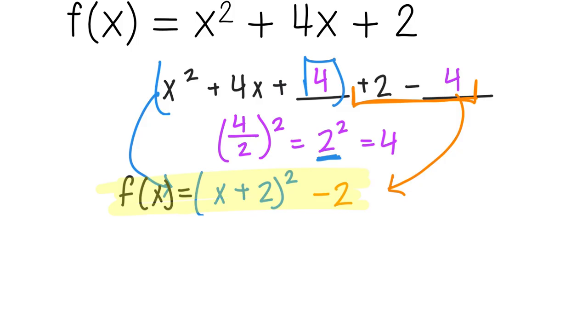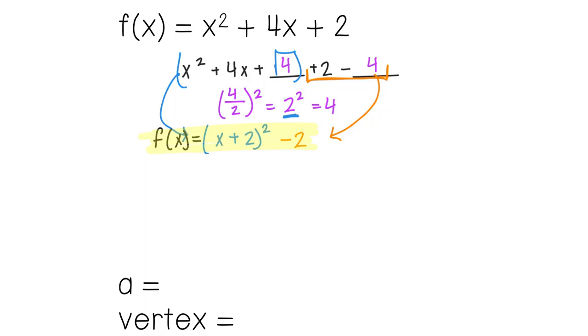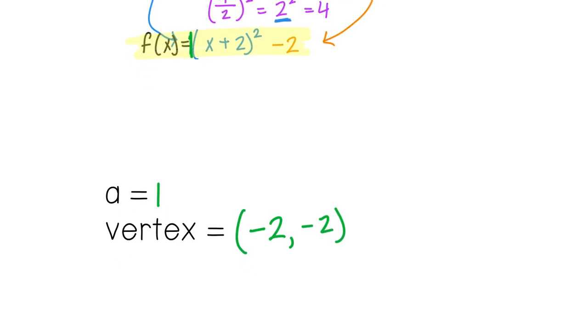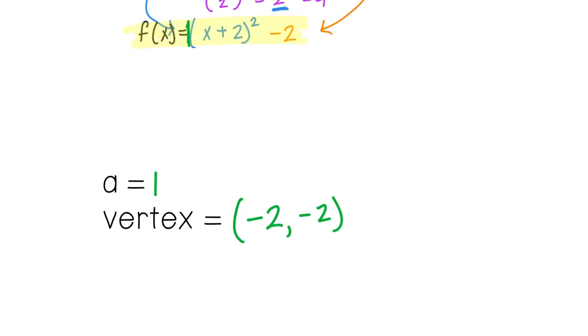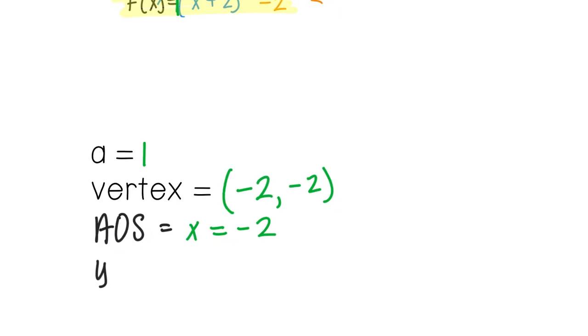Okay, I believe we all got there for those of you that finished it. Good job. All right, now going ahead and filling in my a. It's always what's in front of those parentheses, which in this case is a 1. And then my vertex, what's my vertex? Good, it's going to be (-2, -2), okay? Negative 2, negative 2. Let's just see what else we can answer. What's my axis of symmetry? x equals negative 2.